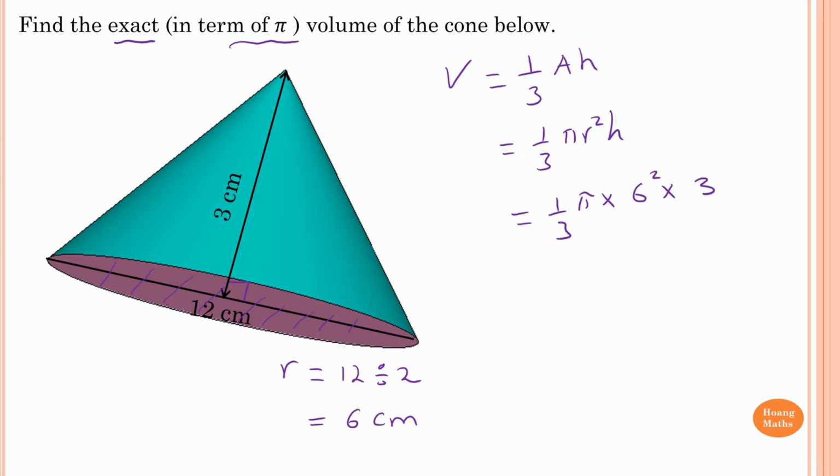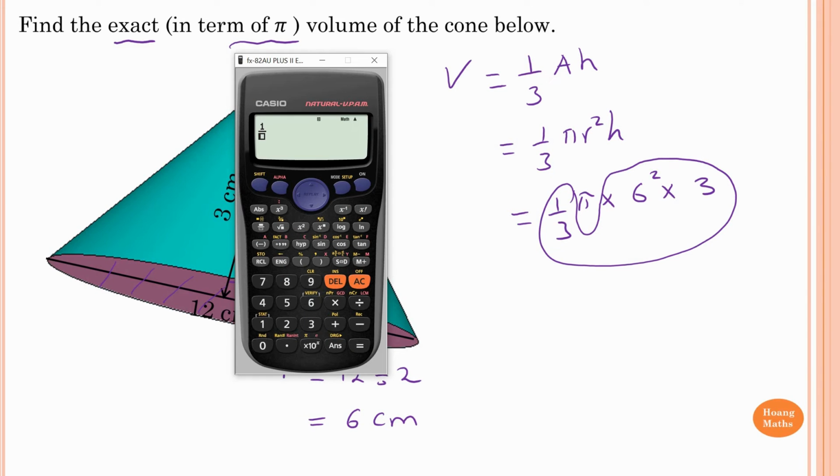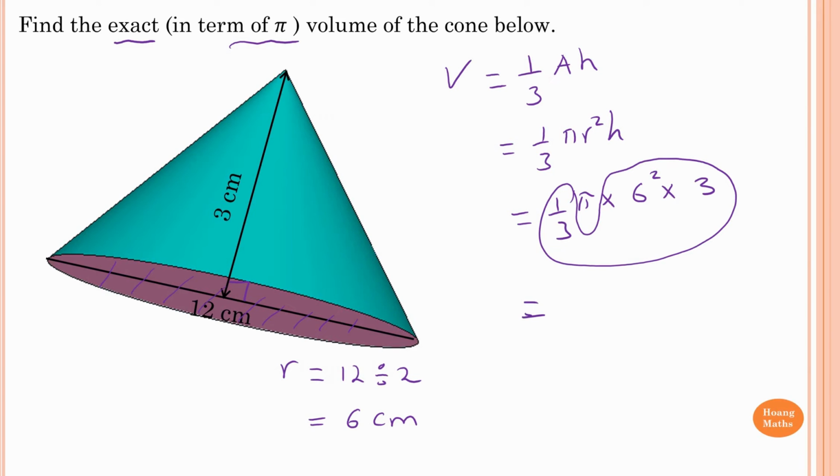So all I need to do now is just to type this value on a calculator. That's all. So 1/3 times 6 square times 3. That is 36. So the answer is equal to 36 pi. And the unit is cubic centimeters.